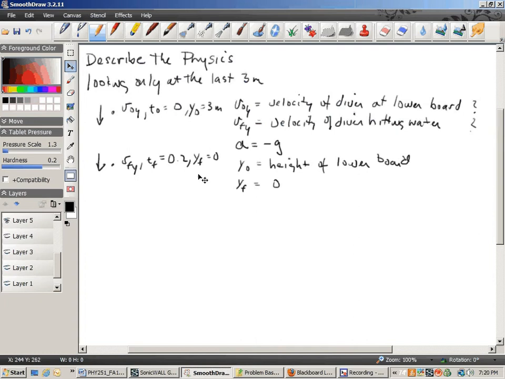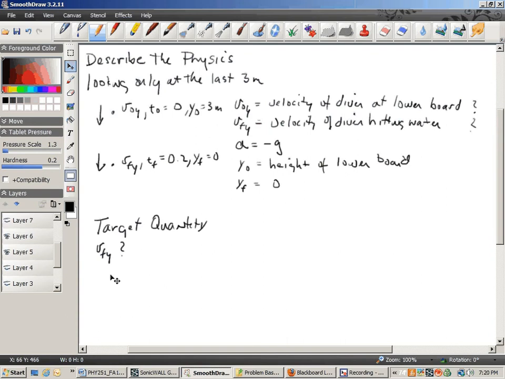Then we have the diver at yf equals 0 with some final velocity vfy at tf, the final time, equal to 0.2 seconds. Over here on the right hand side, we've defined all our variables. The velocity v0y is the velocity of the diver at the lower board. Vfy is the velocity of the diver hitting the water. A is the acceleration, which is minus g. Y0 is the height of the lower board, and yf is 0.